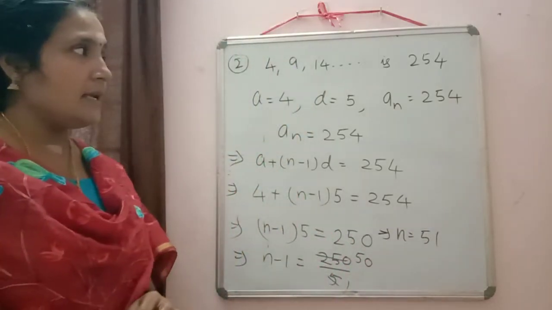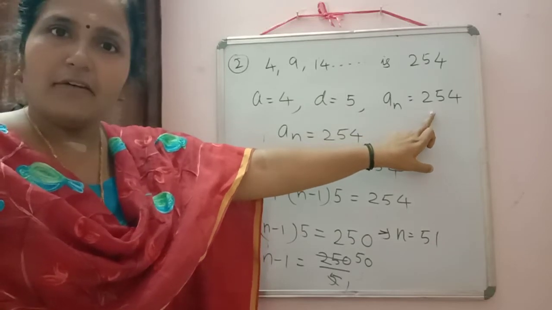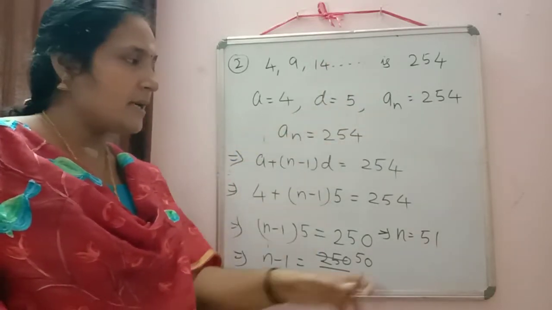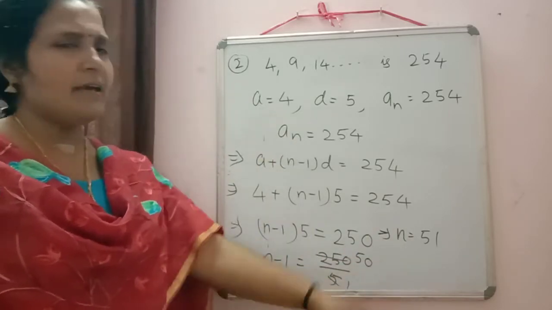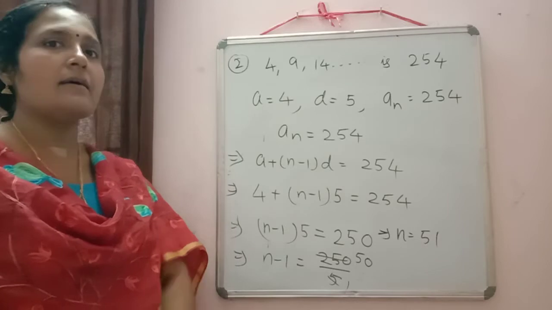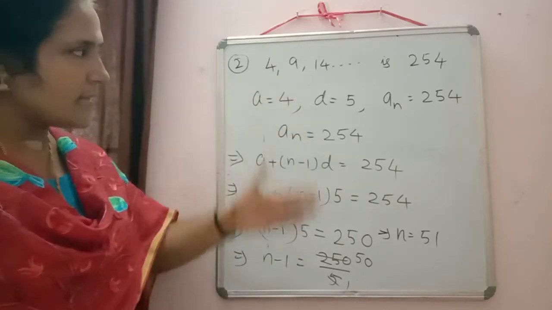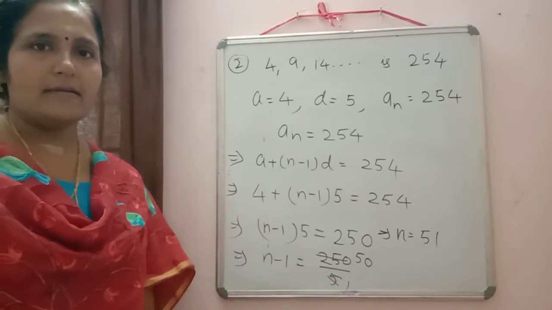So what is the meaning? 51st number is 254. Clear? Whenever you have to find which term, you have to find out the value of n. This way only we have to solve all the questions. So first write down the things which are given. So using that information we can calculate the things which are required.